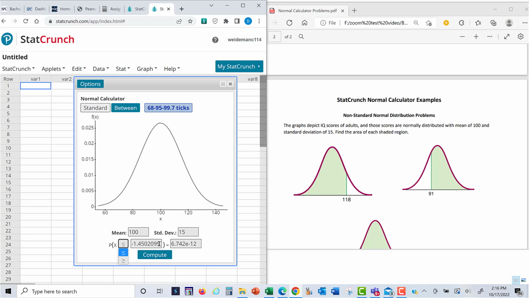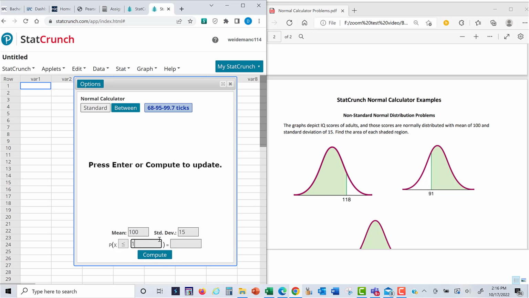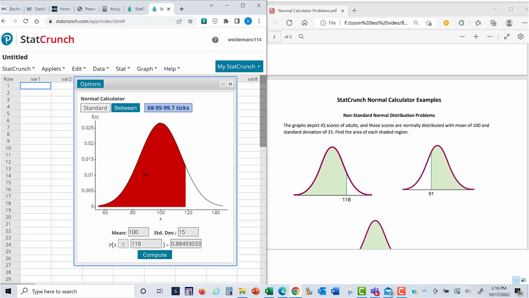I'm going to put in 118 here, and I'm going to compute. And the other nice thing about this normal calculator is it gives you a picture, it gives you an orientation as to where you are on the curve. Now that we're on a non-standard, I also want to point out here, you can set up the tick marks, if you remember from the empirical rule, 68, 95, 99.7. So this will set up -1 standard deviation, -2, -3, +1, +2, +3 standard deviations. Because unfortunately, one thing this calculator does not do, it does not give you the z-score that corresponds to that particular area.